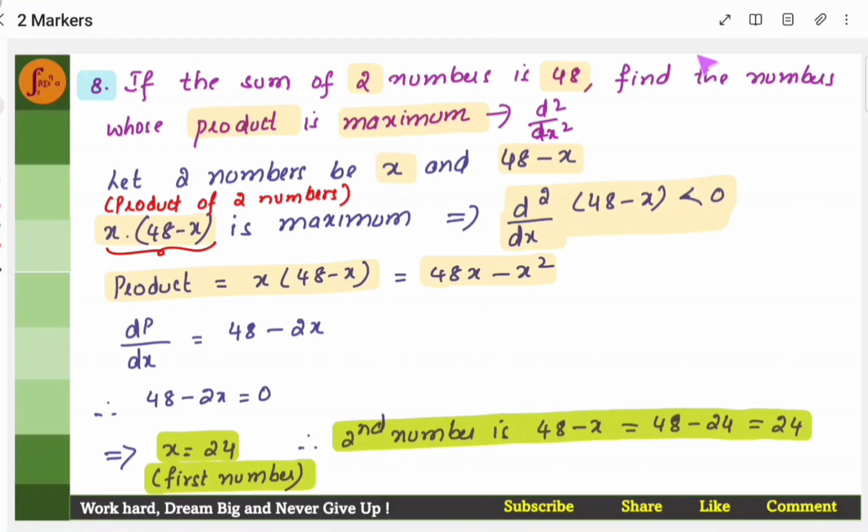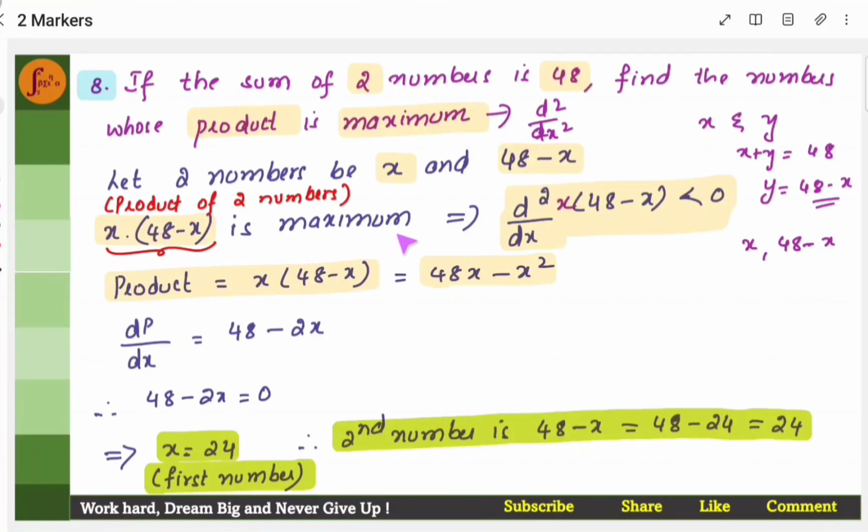Okay, so now first let me find the numbers. Let's assume the numbers to be x and y. When I add x plus y, it's going to be 48. That's what they have told: the sum of two numbers is 48. Now I can also say y is equal to 48 minus x. So basically one number is x, and the other number is 48 minus x. If I take the first number as x, the second number obviously is going to be 48 minus x. So I've taken the two numbers here.